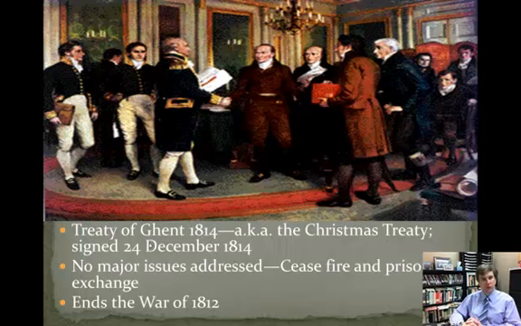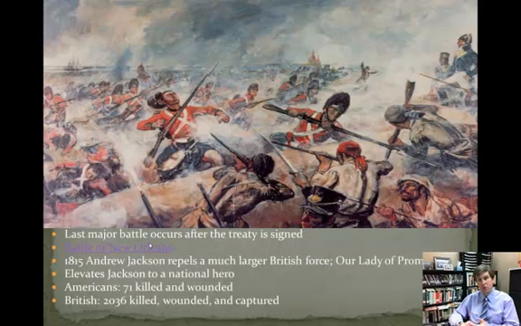1814 is, in fact, the year the war ends, at least diplomatically, because in December of 1814 you have the Treaty of Ghent signed between the United States and the British. No major issues were addressed. It was simply a ceasefire and a prisoner exchange, but this ended the War of 1812, at least diplomatically. However, the war would continue militarily, because the last major battle occurs after the treaty is signed. This is in January of 1815.